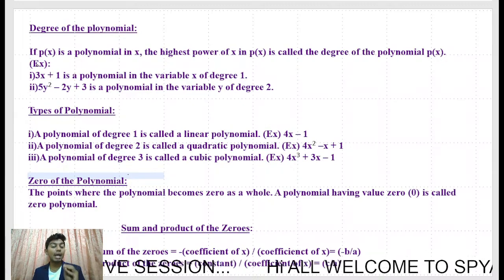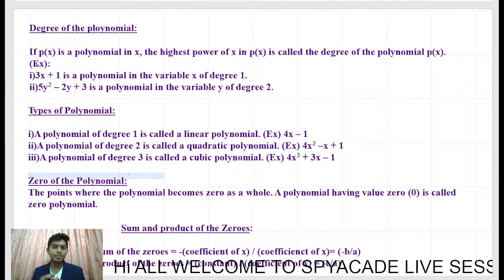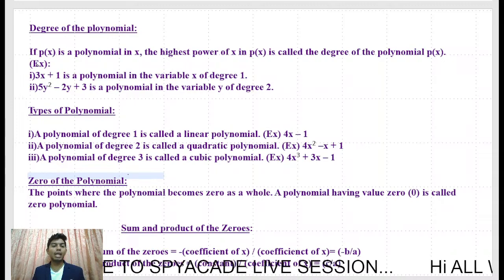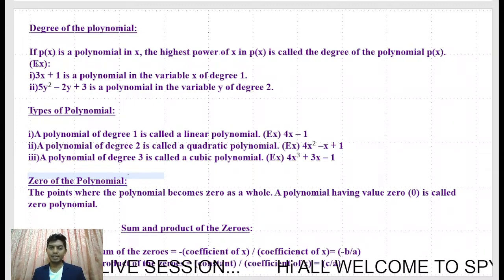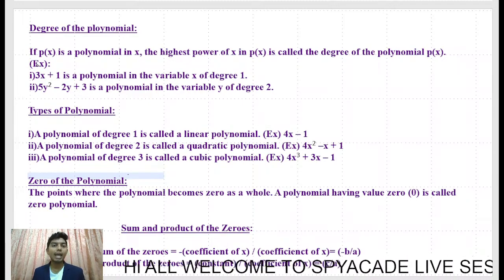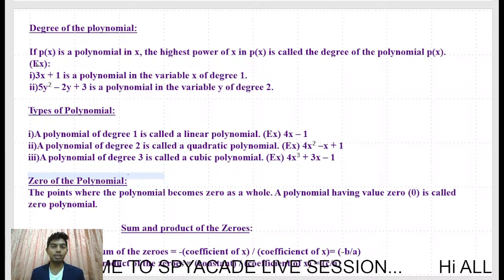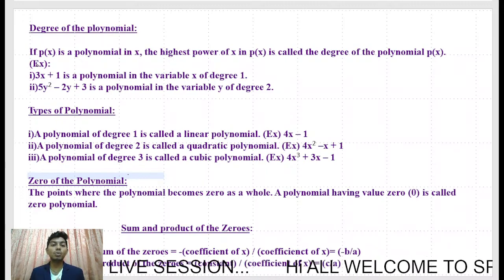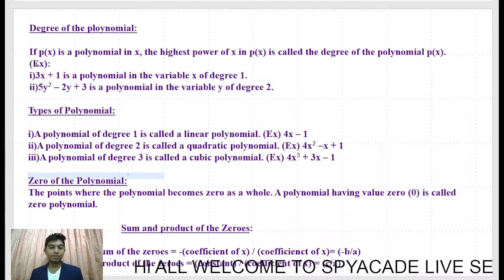The point where the polynomial becomes 0 as a whole, where the complete expression becomes 0. Suppose you take this example, 3x plus 1, the first example we have. If you substitute some value in the place of x, then the complete expression must become 0. In such a case, that's going to be called the zero of the polynomial. Hope it's clear for everyone, right?